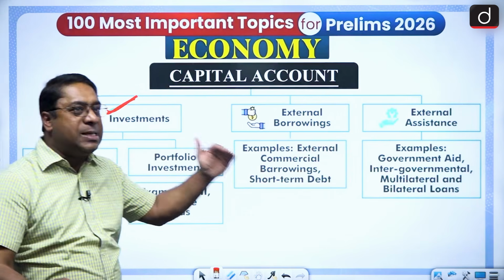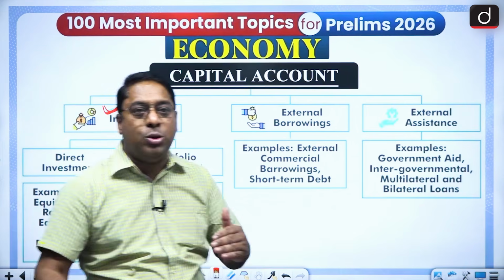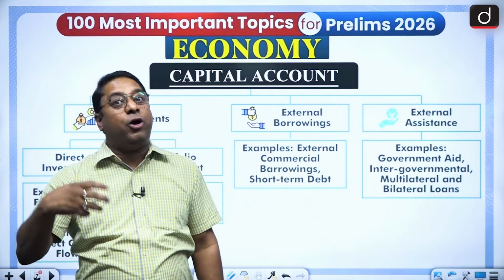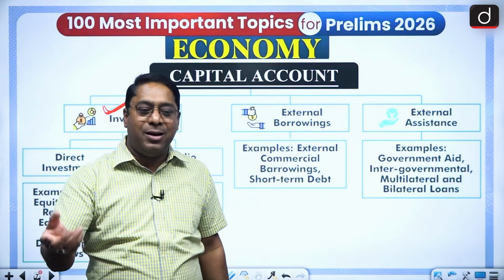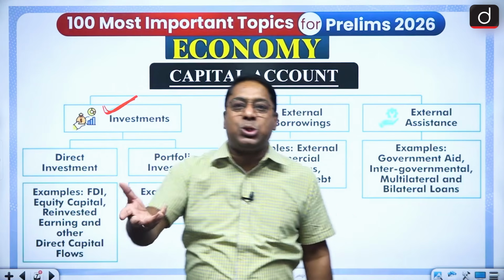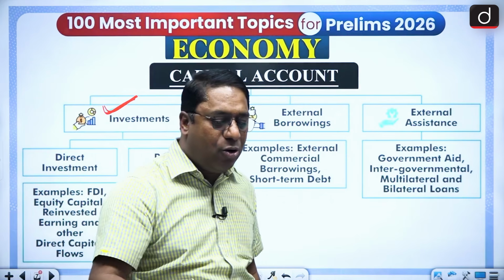So any receipts of loans, remember it, any receipts of loans or assistance from abroad will be recorded on which side? Credit side. And any lending to abroad or assistance to abroad will be recorded on what? The debit side. Got it?